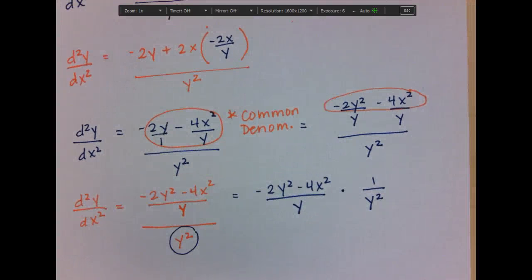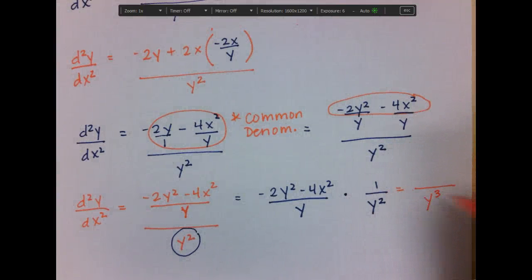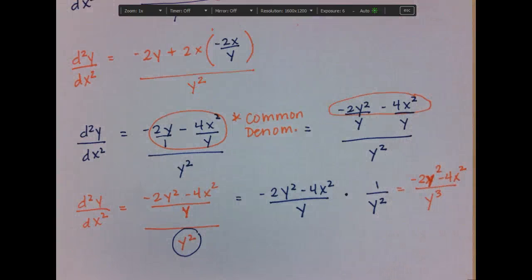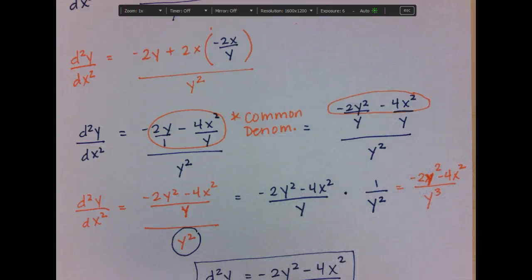What I have from here is that the denominators multiply to be y cubed. Whoops, that's a y. And the numerator multiplied by 1 just stays the same. So my final answer for my second derivative of this implicit differentiation problem is negative 2y squared minus 4x squared over y cubed. And that is in fact correct.